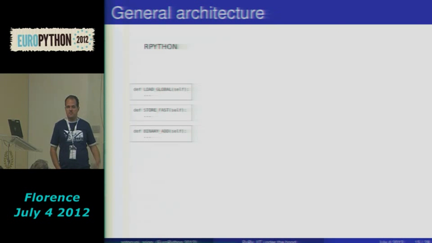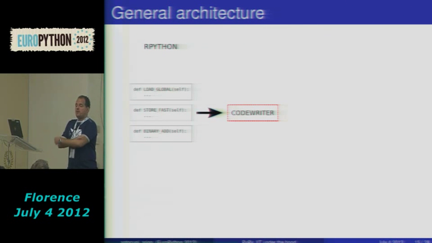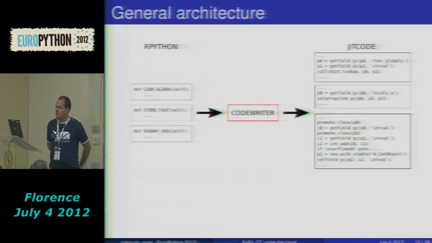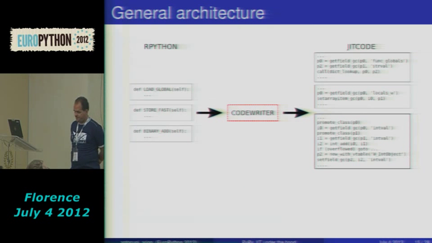These three boxes represent some RPython functions. For example, there is a function which implements the load global opcode, the store fast opcode, the binary add opcode, etc. These are compiled, and at some point during the compilation, the RPython function goes to this special block, which is called the codewriter, which builds an internal representation of the logic inside the blocks. And this is what we call the JIT code.